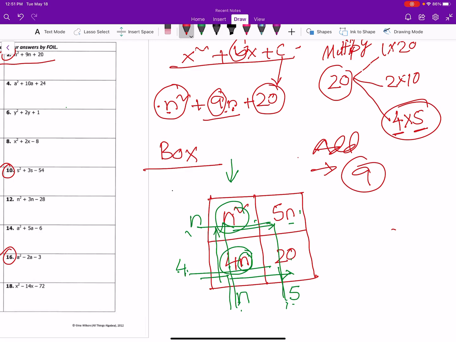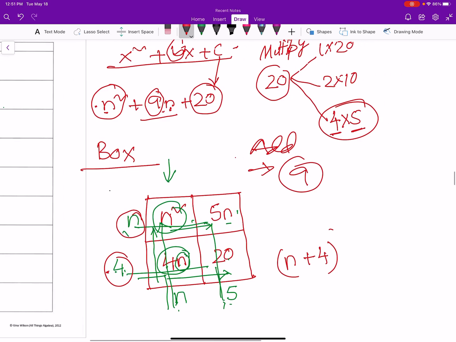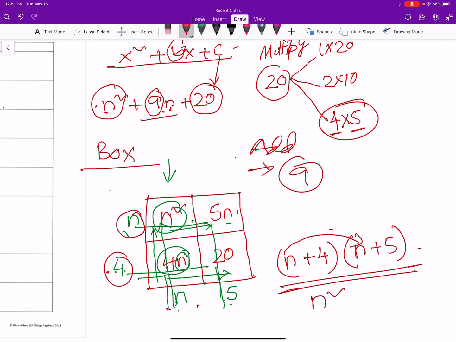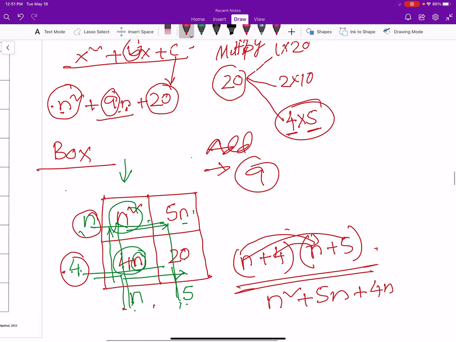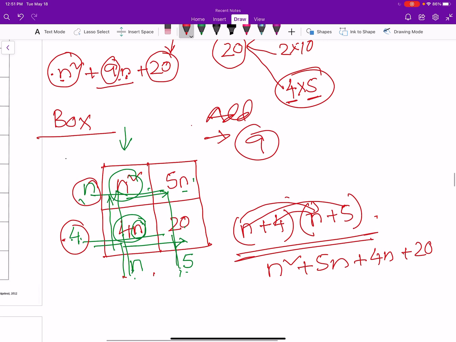Now what are your factors? This is from this, so n plus 4, with no sign meaning plus, and n plus 5 is your factor. That's it. Now you can check it back by whether it gives you that. Okay, so distribution: n and n gives you n squared, n and 5 gives you 5n, 4 and n gives you 4n, and 4 multiplied with 5 gives you 20.